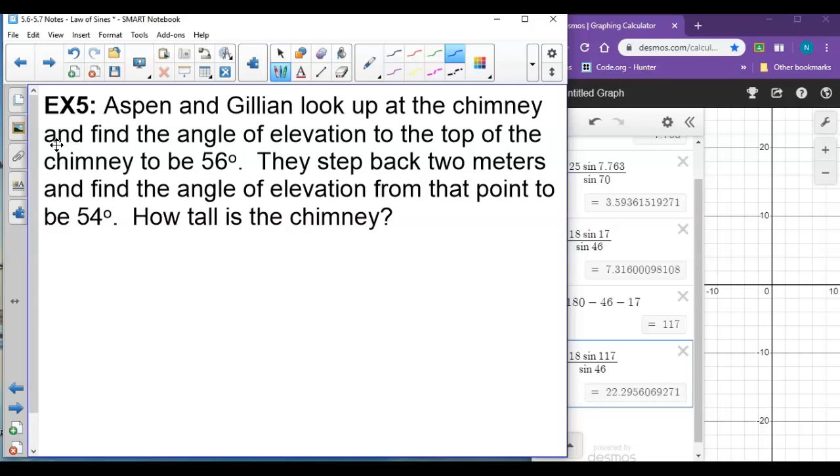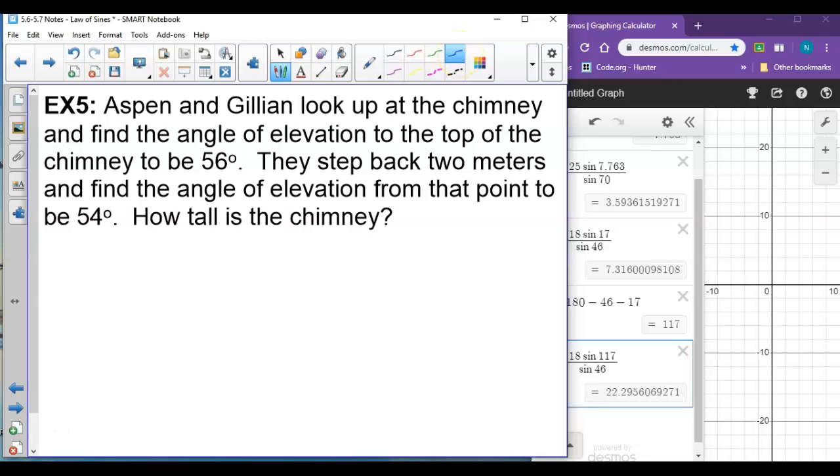They step back 2 meters and find the angle of elevation from that point to be 54 degrees. How tall is the chimney? So this is an example of a word problem that you might see. I love law of sines because it can be really applicable to a lot of things. In fact, if we were in school, we'd probably do a quick little project with this, but since we're not, we're probably not going to.